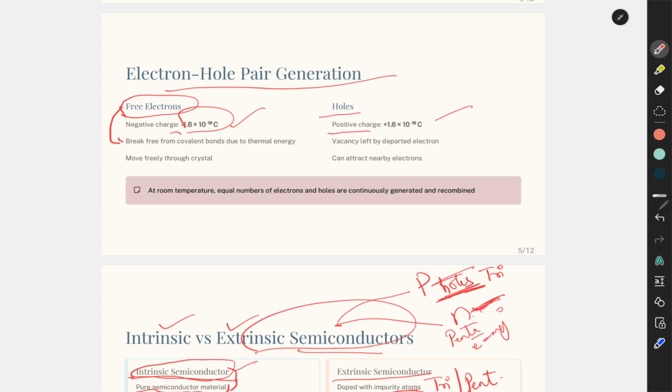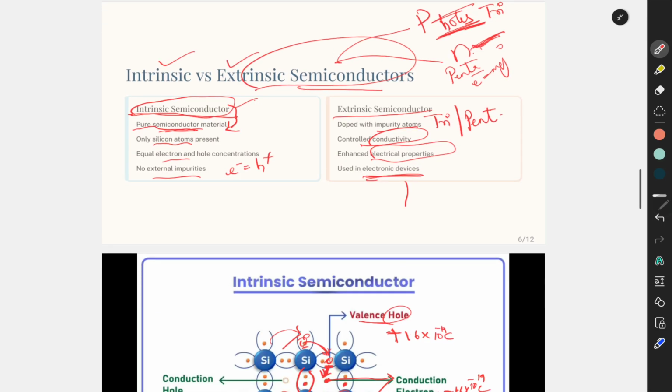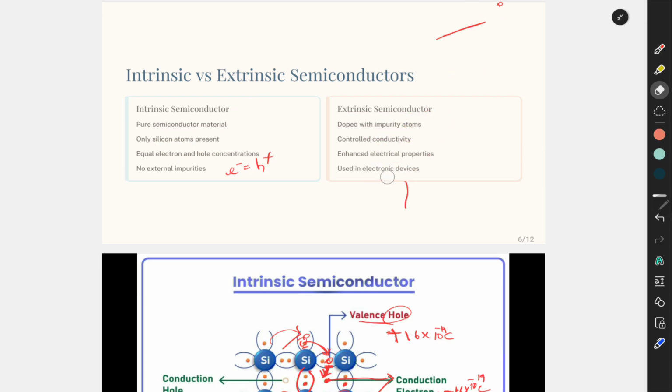What does the free electron do? They break the covalent bonds because of thermal agitation. Holes means vacancy that are created due to electron departure. Free electrons move freely through the crystal. What about the holes? Holes will attract the nearby electrons. Okay. Now there are 2 types of semiconductors. What are they? Intrinsic and extrinsic semiconductor. Intrinsic is a pure form of semiconductor.